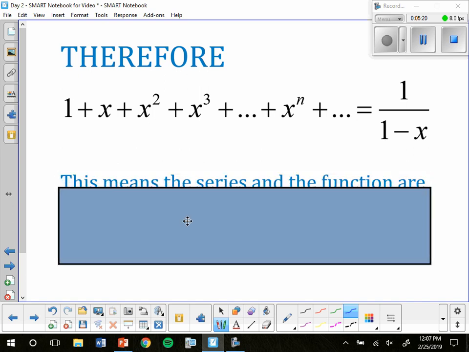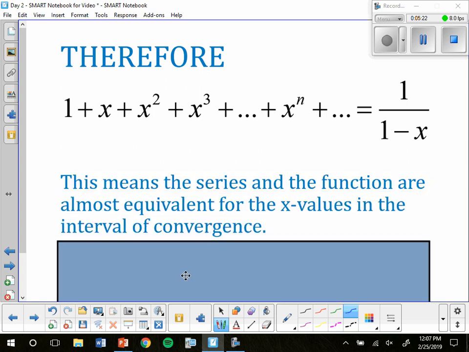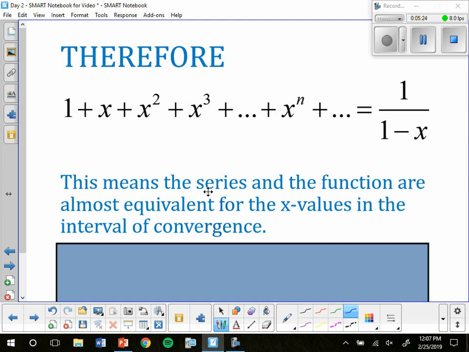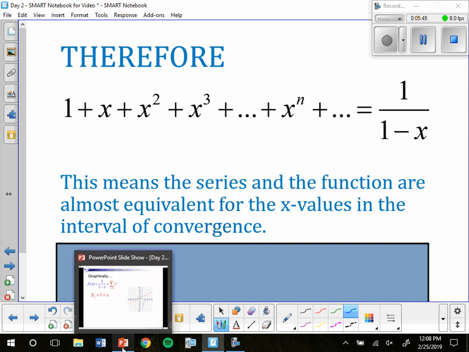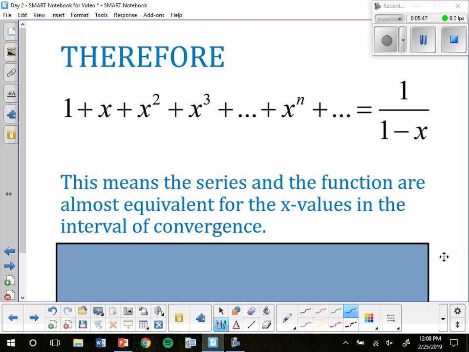What this means is that the series and the function are almost equivalent for the x values in the interval of convergence. It's a huge statement that I want to break down. To do that, here, I'll give you a second.